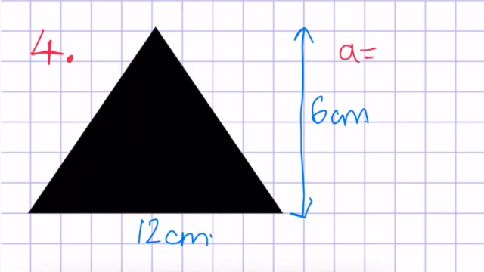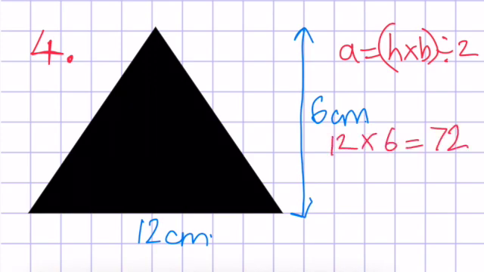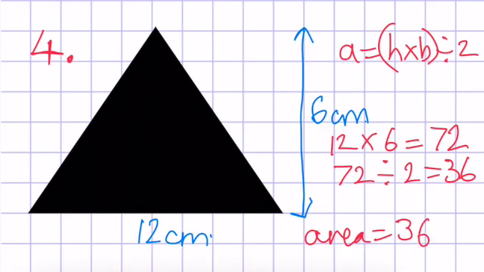So area equals height times base divided by 2. 12 times 6 equals 72. Now you may do the bus stop method for 72 divided by 2. Or you may know, I know that half of 70 is 35. So half of 72 is 36. So the area of this triangle is 36 centimetres squared.